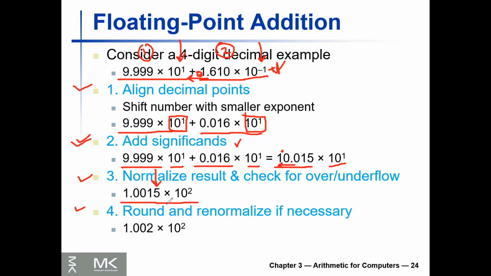we will check the bit, the retained digit has to be even. So now it will make 1.002, which is 10's power 2. This is the actual number, the answer after addition. One example of the addition.